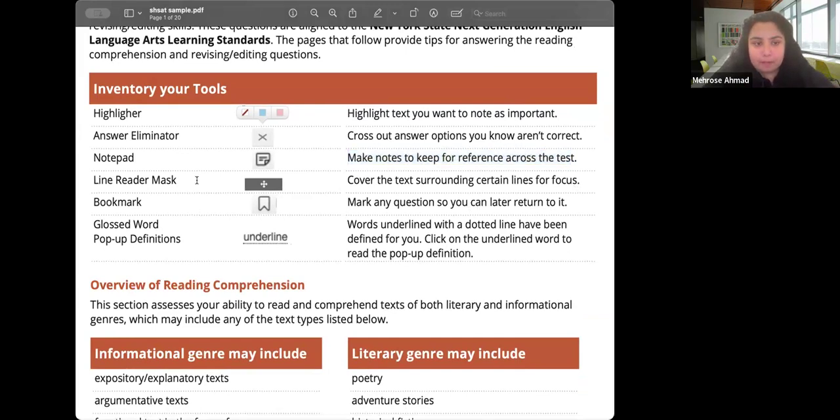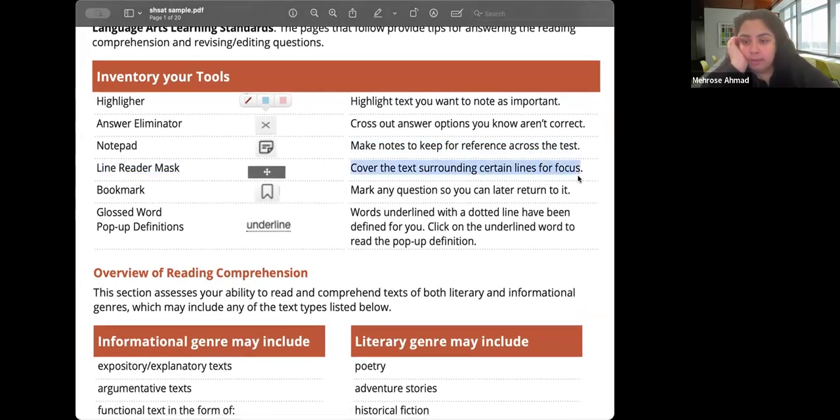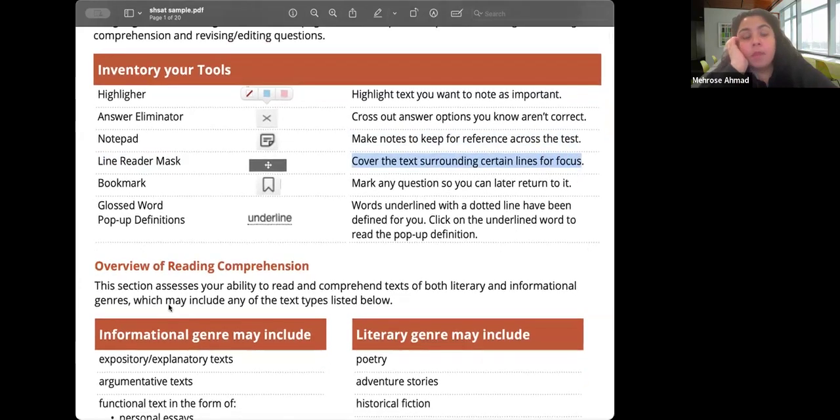Line reader: masks cover the text surrounding certain lines for focus. I think it'll be easiest if I show you this on the actual platform. Mark: mark any questions so you can later return to them.